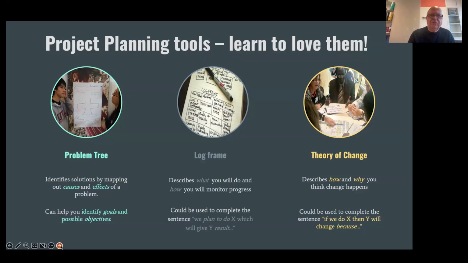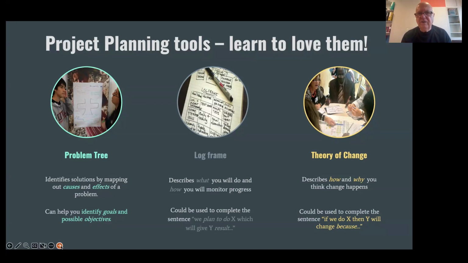The first thing that often gets mentioned is something called a problem tree. And a problem tree is very easy. I'll give you an illustration of one in a moment. But it basically says, here are the issues, here are the causes and the effects, and here are the problems, and here's how we can solve them. So it simply provides a visual representation of issues that infect the original problem.